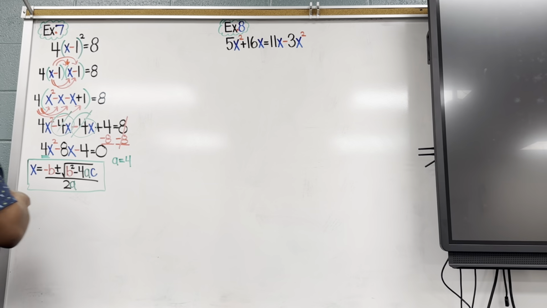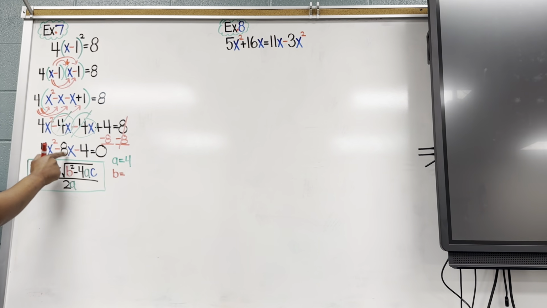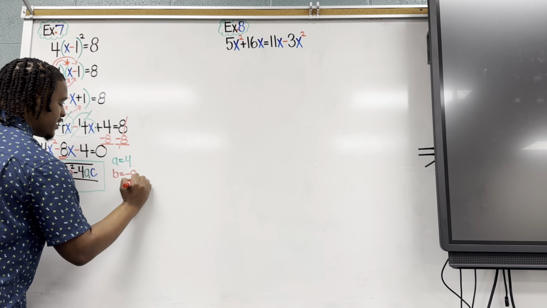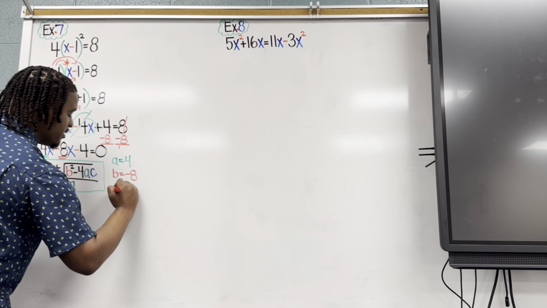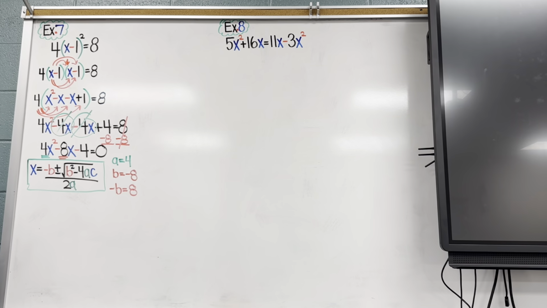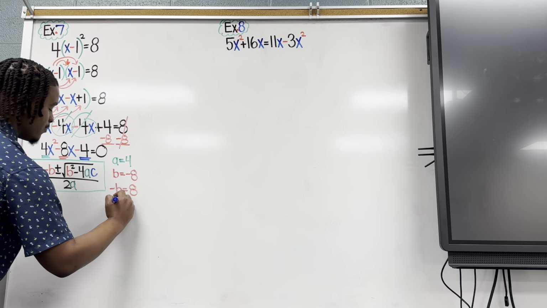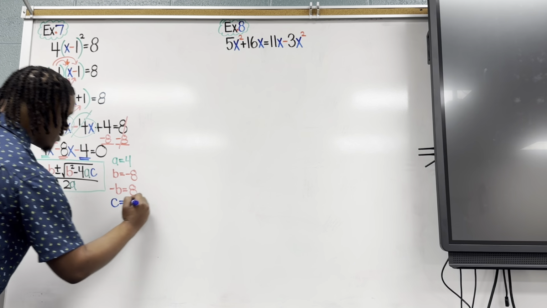B is the coefficient that's attached to x to the first power, which is negative 8. So b equals negative 8. Now, if positive b equals negative 8, then negative b will equal positive 8. And then c is the constant, which is negative 4. So c will equal negative 4.